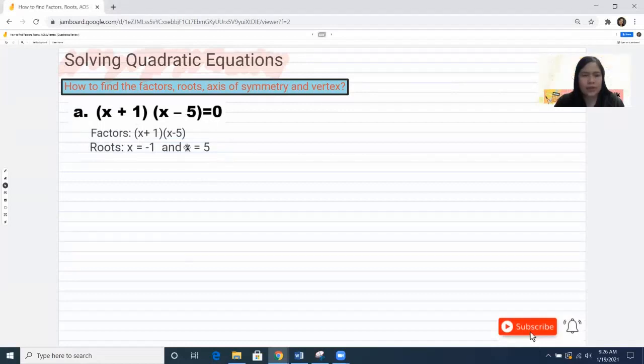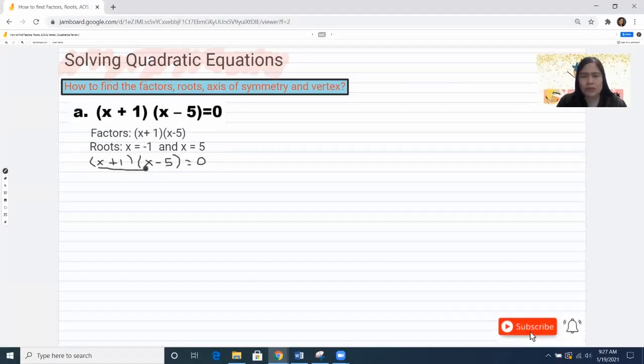After finding the roots and the factors, now we're going to look for the axis of symmetry. For the long method, we need to write the given first in standard form to find the axis of symmetry. So let us write it first into standard form. We have x plus 1, and then x minus 5, equals 0. Let us convert this first into standard form. We have x times x.